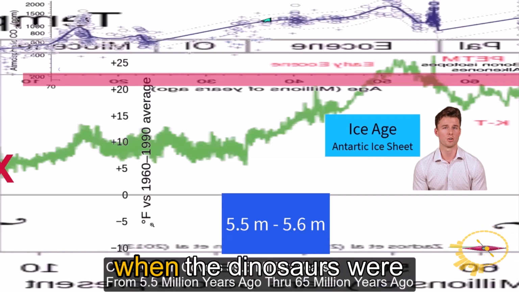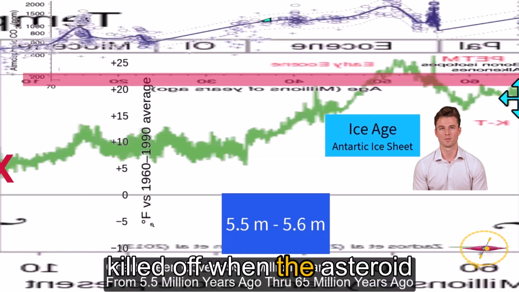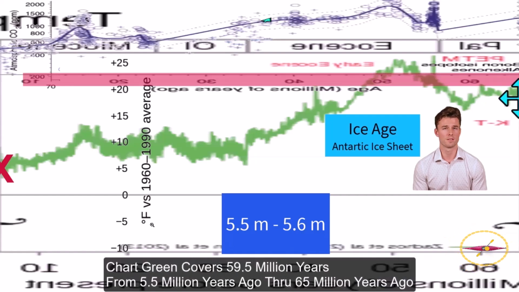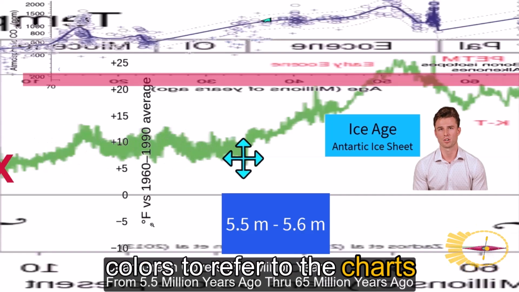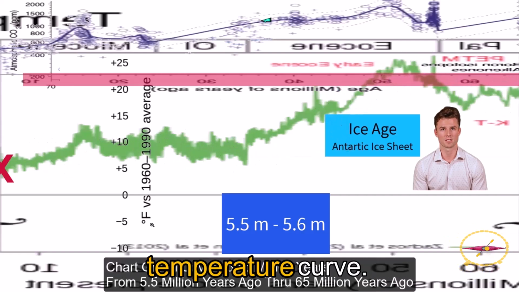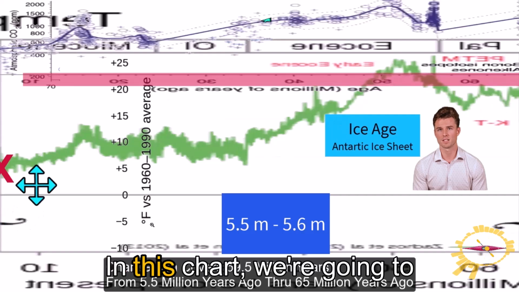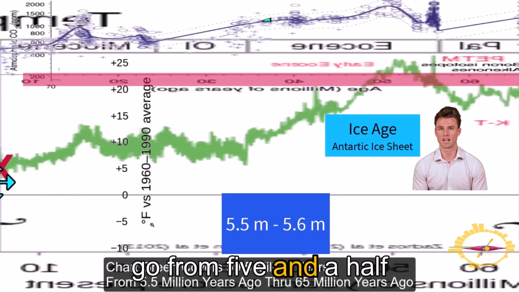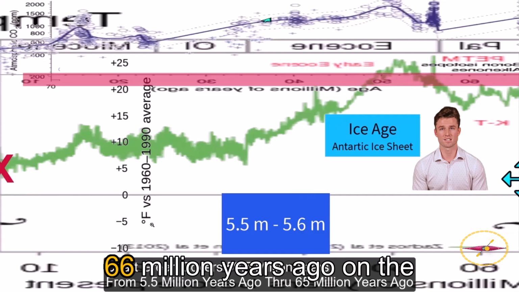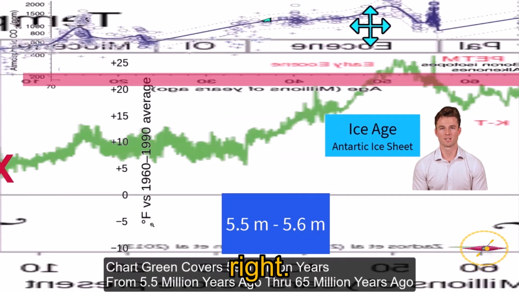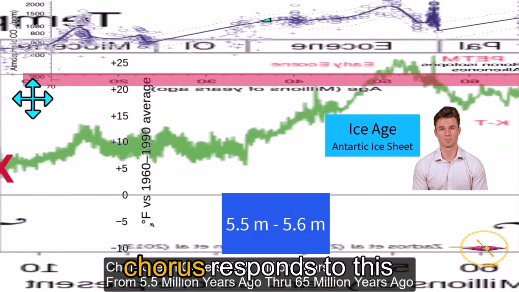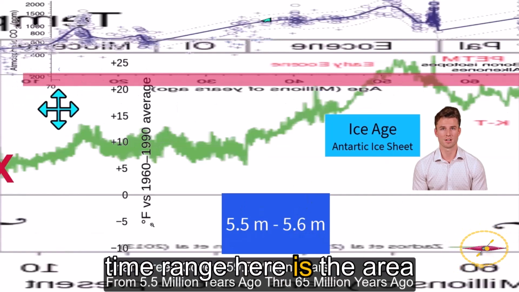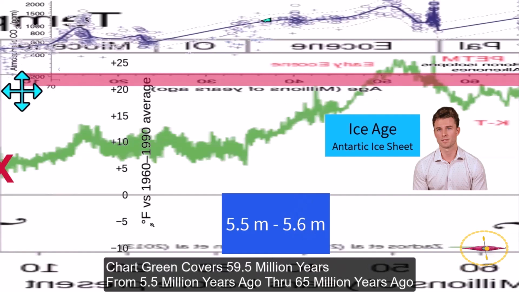66 million years ago was when the dinosaurs were killed off when the asteroid hit the Earth. We're in what I call the green chart, and I use the colors to refer to the charts because that's the colors that were on the temperature curve. In this chart we're going to go from 5.5 million years on the left to 66 million years ago on the right. And the carbon dioxide chart you see up here that corresponds to this time range is the area over this red line here.